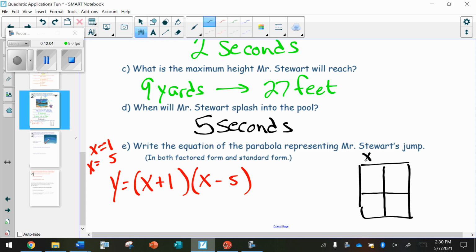In order to get to the standard form, we have to use the box method and multiply that out. So I'm going to give you a minute or two. Go ahead and do the box method, multiply that out, and then we will get our standard form for the same equation.